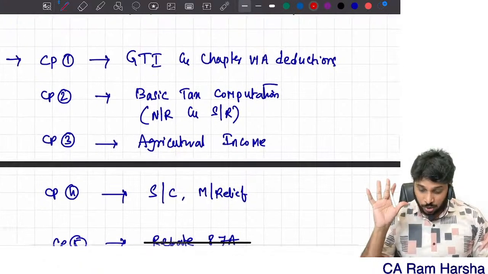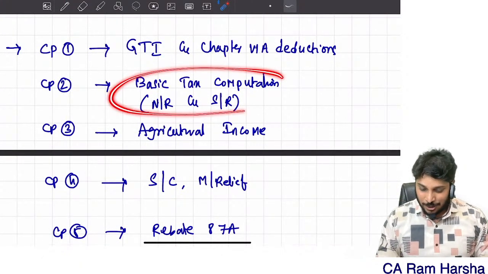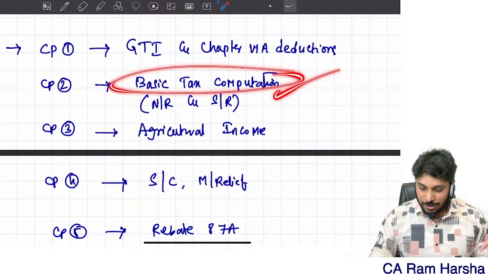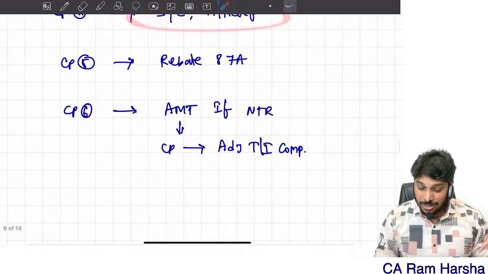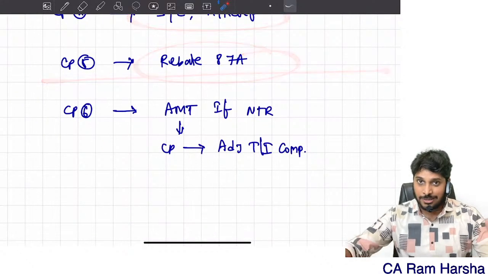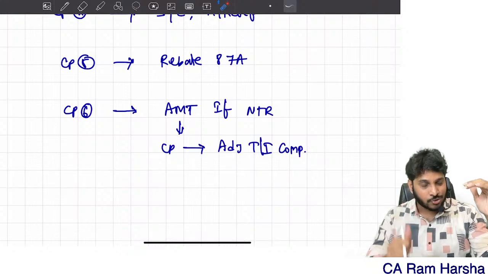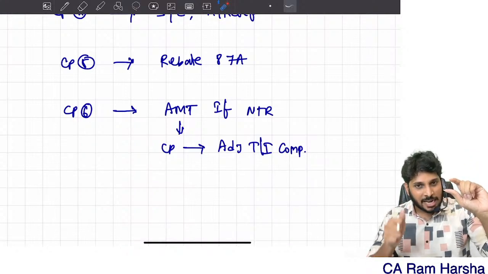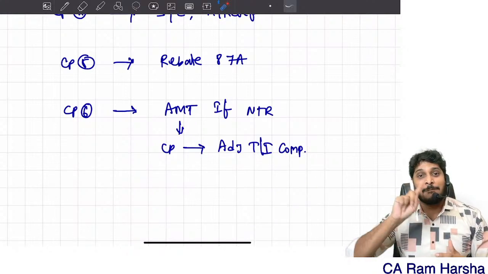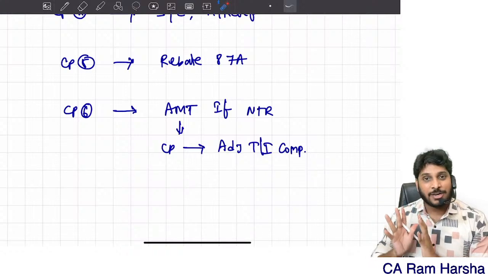Thank God, until now we have computed. Now we understood the normal regime, basic tax computation, agriculture income, surcharge and marginal relief, 87A rebate, everything we understood. Default tax regime, how to compute income, we understood. How to compute basic tax, we understood all that. Now let's come back to how to compute income under the normal tax regime.